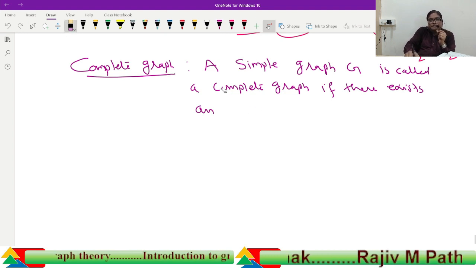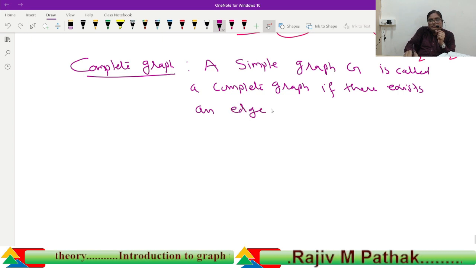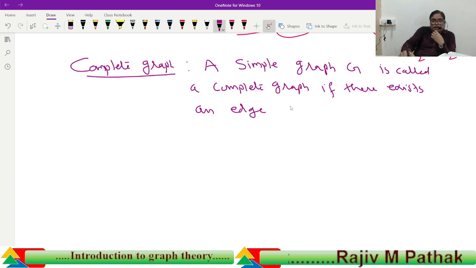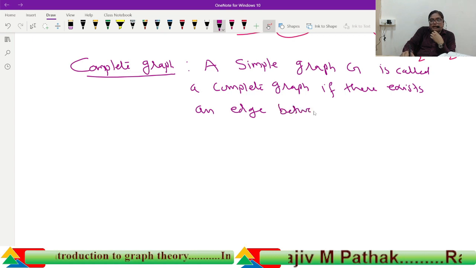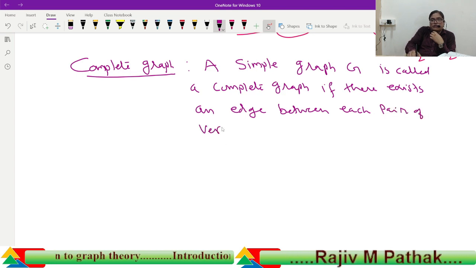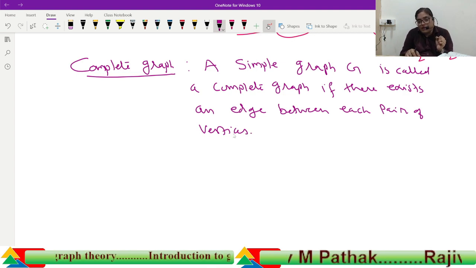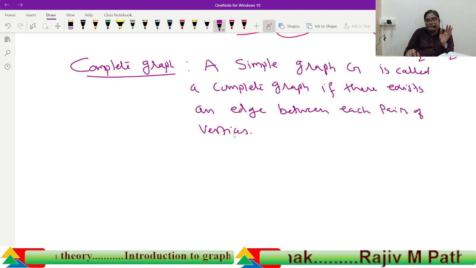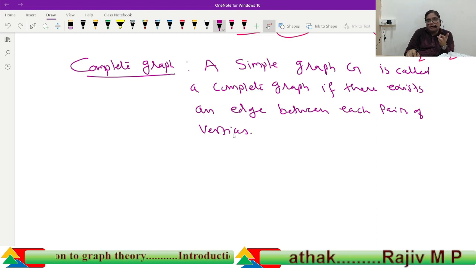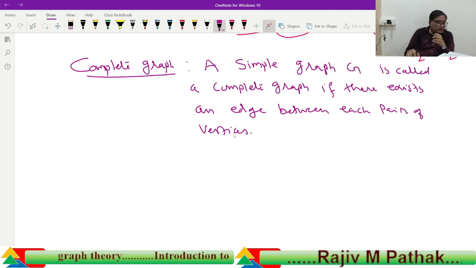between each pair of vertices. So what is this complete graph? A simple graph G. So graph is simple. A complete graph is what? It is a simple graph in which there exists an edge between each pair of vertices. So कोई भी दो vertices आप लोगे उस ग्राफ पे तो वो दोनों के बीच में edge होगा. Okay, then only we say that graph is complete.